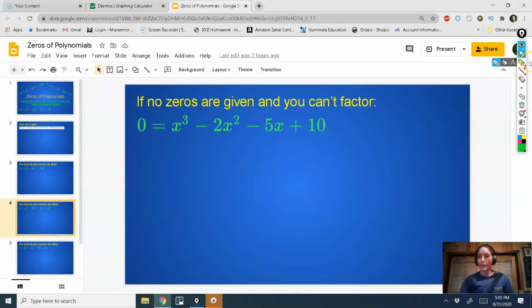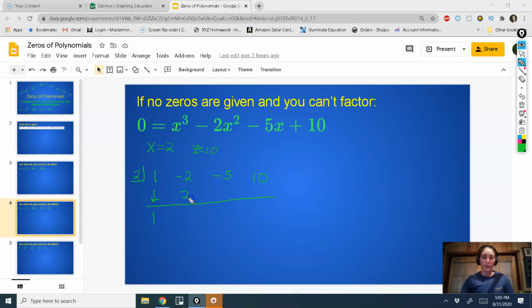So we figured out one of our zeros, so we know that x equals 2 is a zero. We know that because we graphed, and that was our intercept. So, kind of doing the same thing we did in the first example, now let's throw it into synthetic division. So we know 2 is a zero, so we put it in the box. Our synthetic division numbers are going to be 1, negative 2, negative 5, and 10.